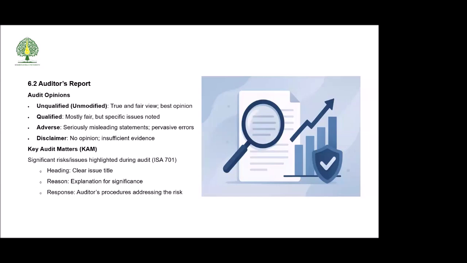And the second is the key audit matter. It is about significant risks or issues highlighted during the audit. ISA 701 requires three points: the reason explaining its significance, and the auditor's procedure response addressing the risk. That's all for part 6.